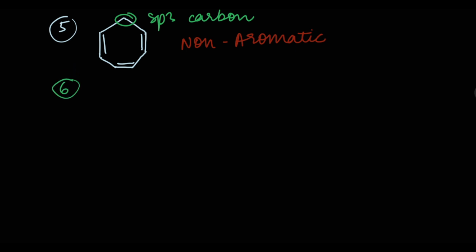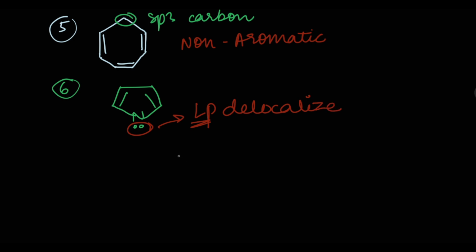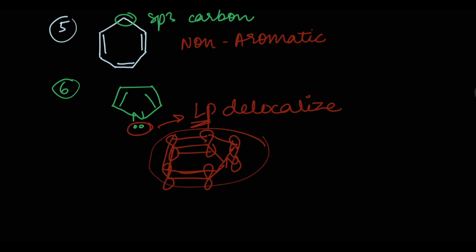Moving on to our sixth question, let's take the example of this. So will it be aromatic or non-aromatic? You can see that there is a lone pair present. This lone pair will delocalize. They will delocalize, and because of this delocalization, there will be 6 pi electrons over here.